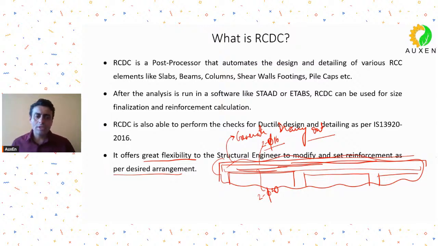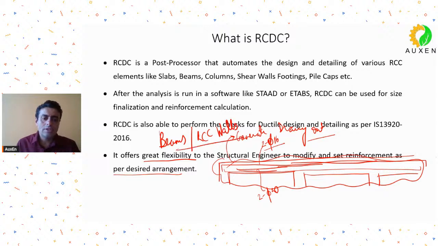So that is a good feature of RCDC, that it offers great flexibility to the engineer to set their own desired arrangement. Okay, and especially this feature is extremely useful in case of beams, I would say, and in case of RCC walls, or what we call shear walls. This feature is extremely useful. Even in case of columns, this can be used to great advantage.